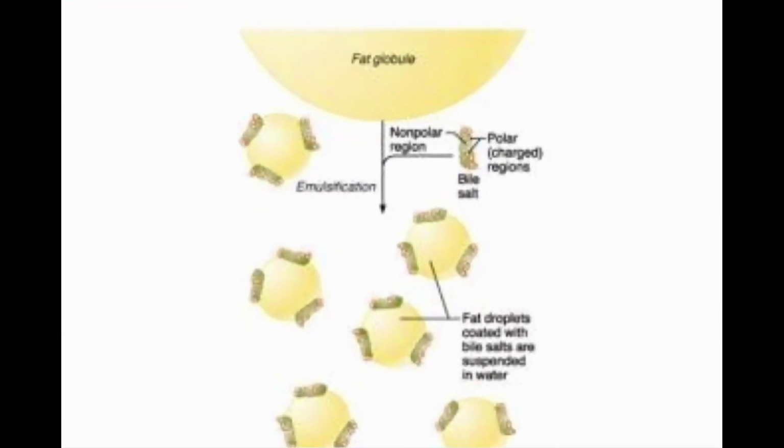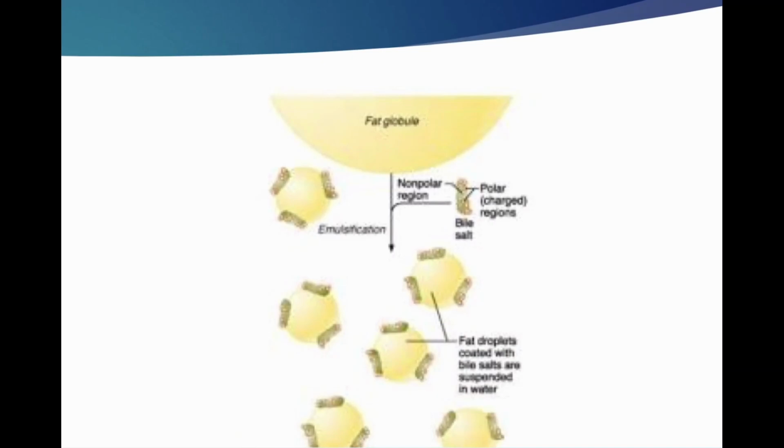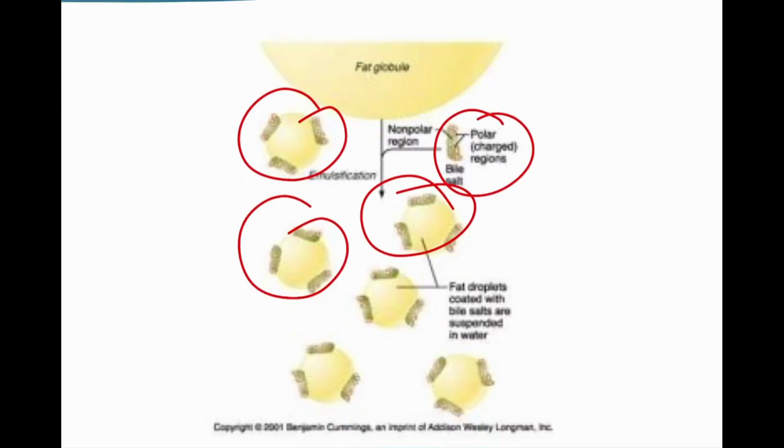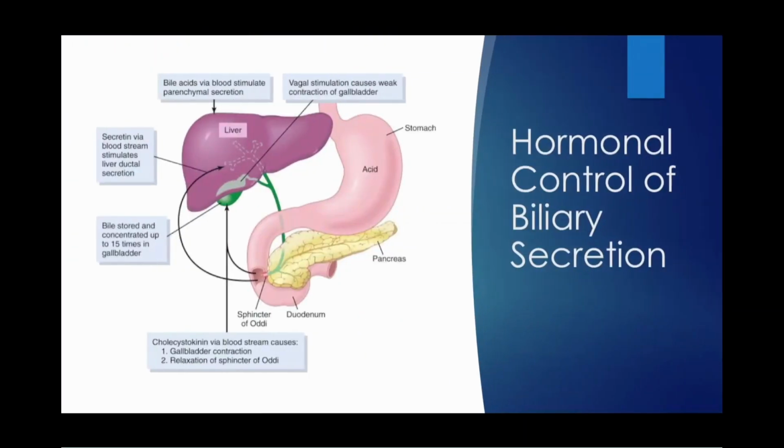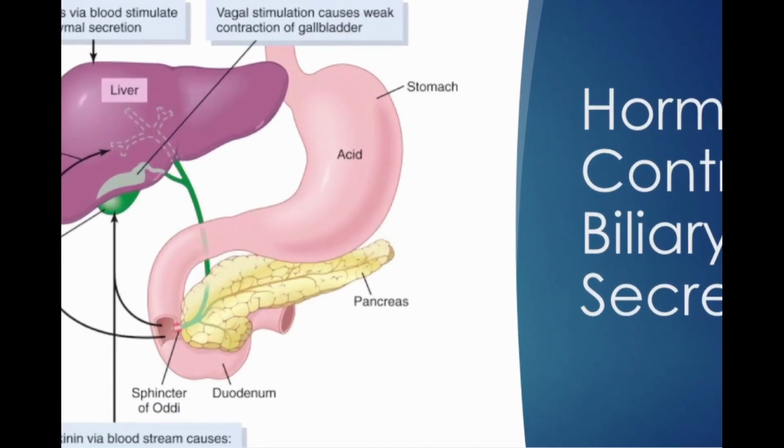So in this picture, we have our fat globule at the top, and we have our bile salts, and they start to attach themselves all the way around it, and that is enough to emulsify the fat and get it into an absorbable size. Hormonal control of biliary secretion.